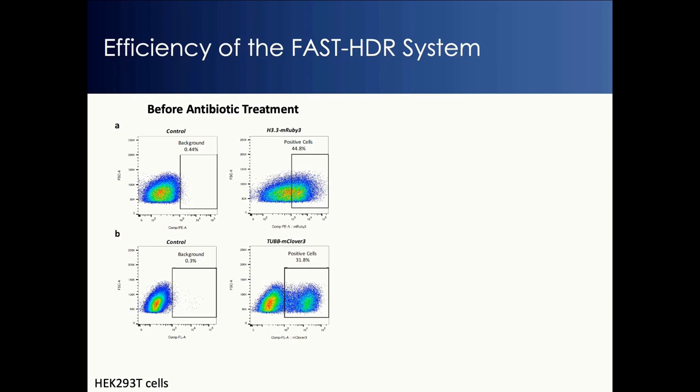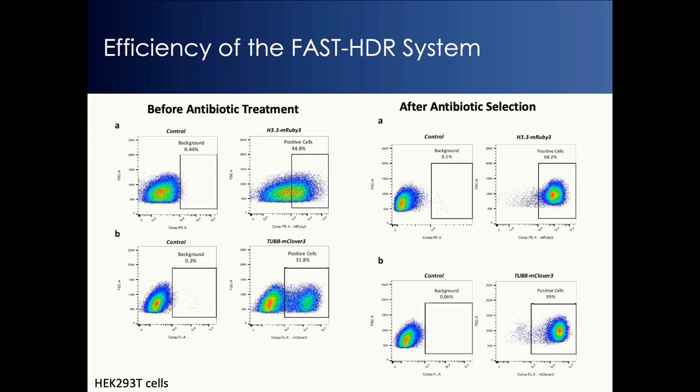And once we select the positive cells with antibiotics, in a matter of 5 days, we increase the population of modified cells to more than 98% of the cells having the desired genetic modification.